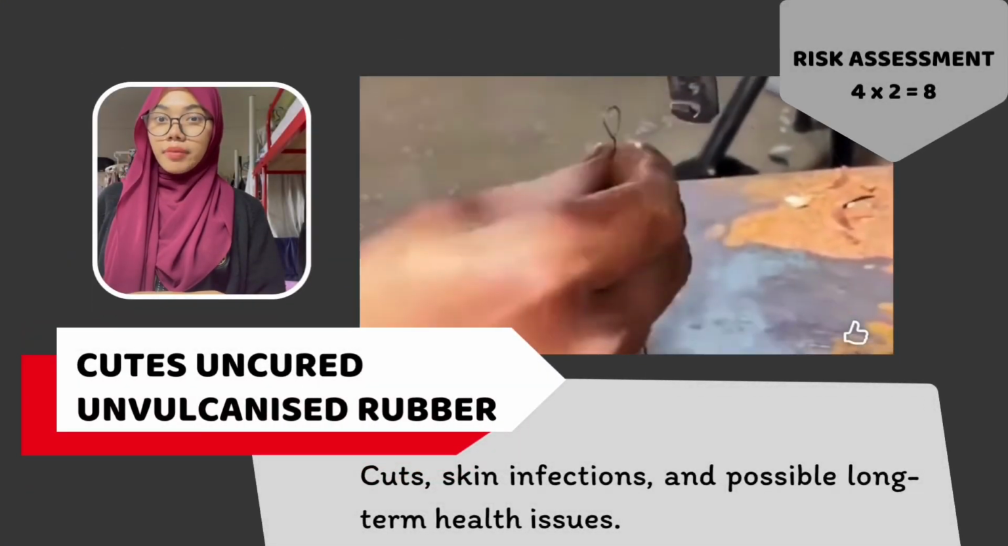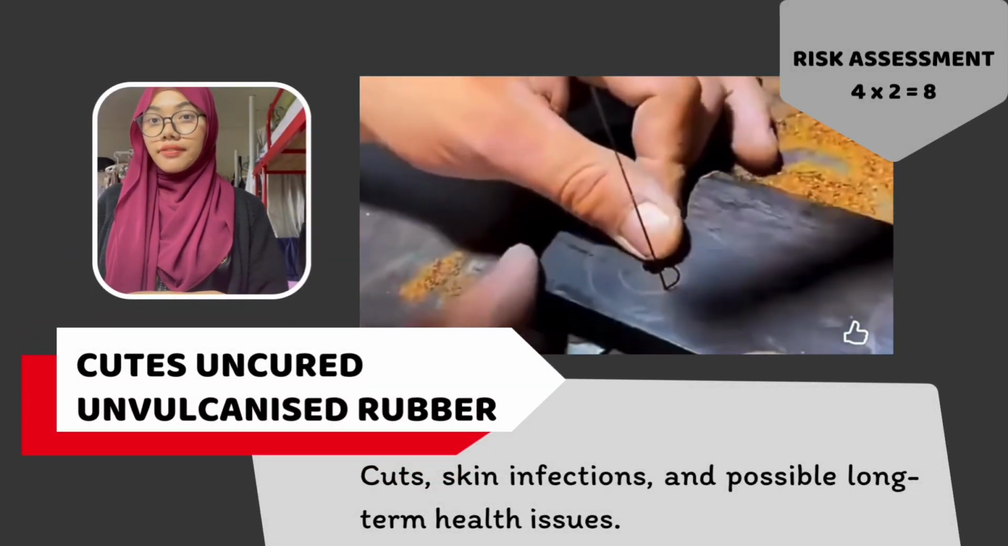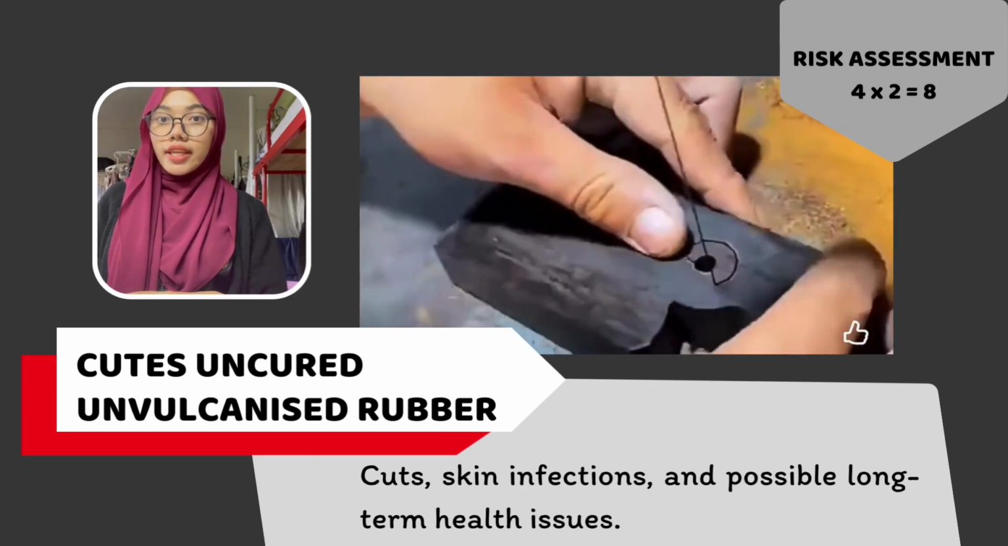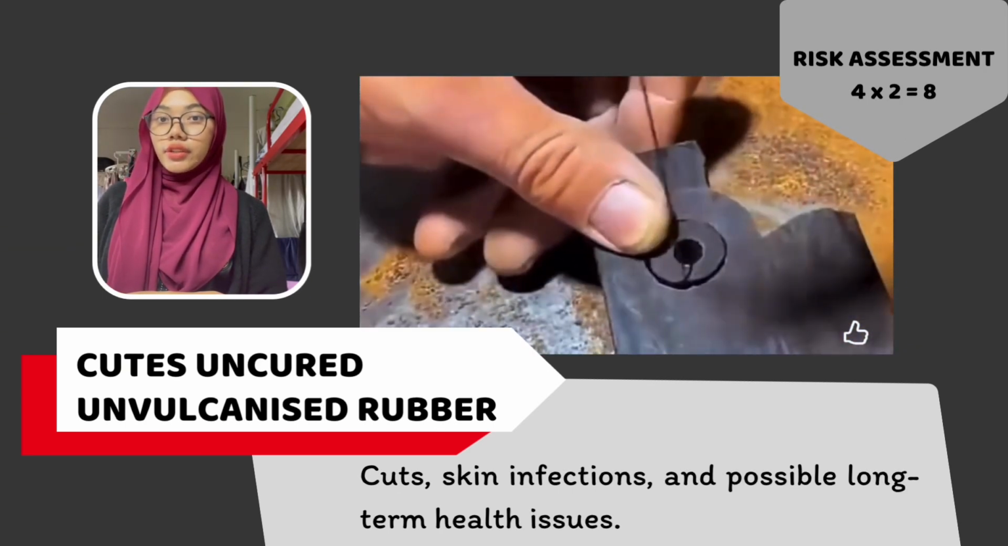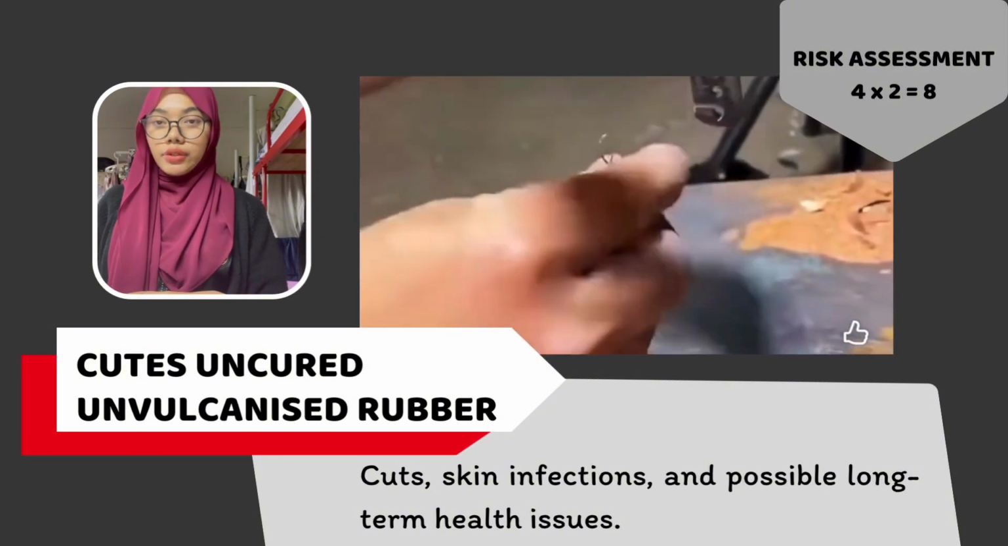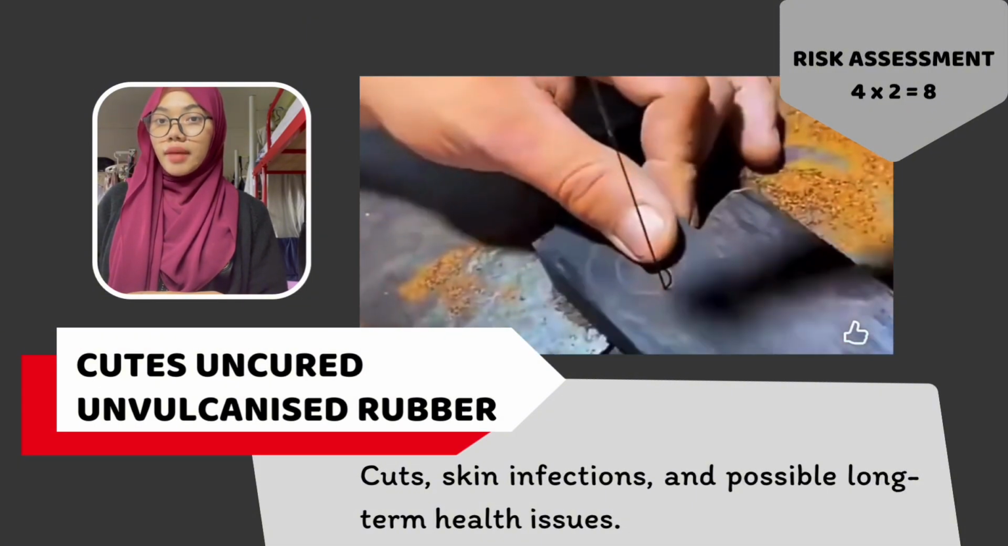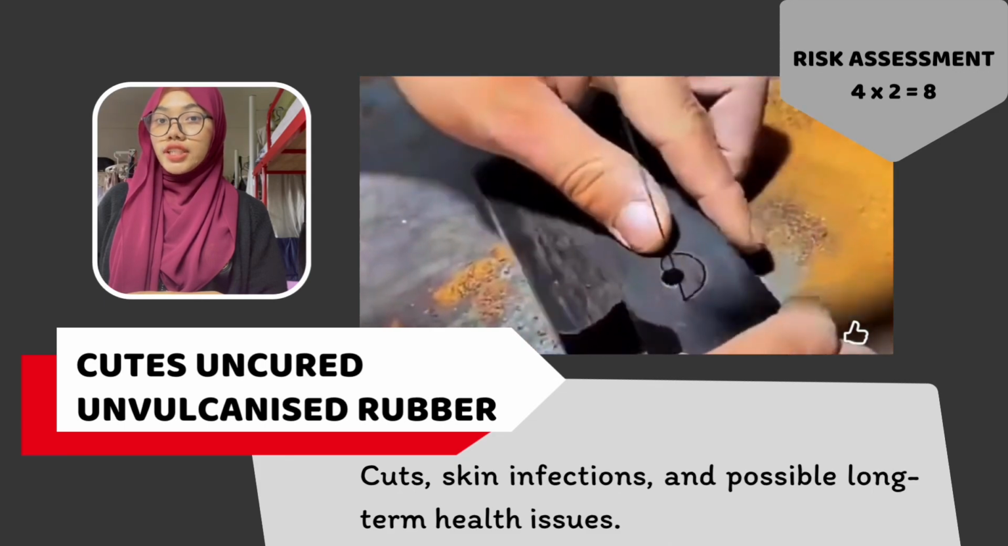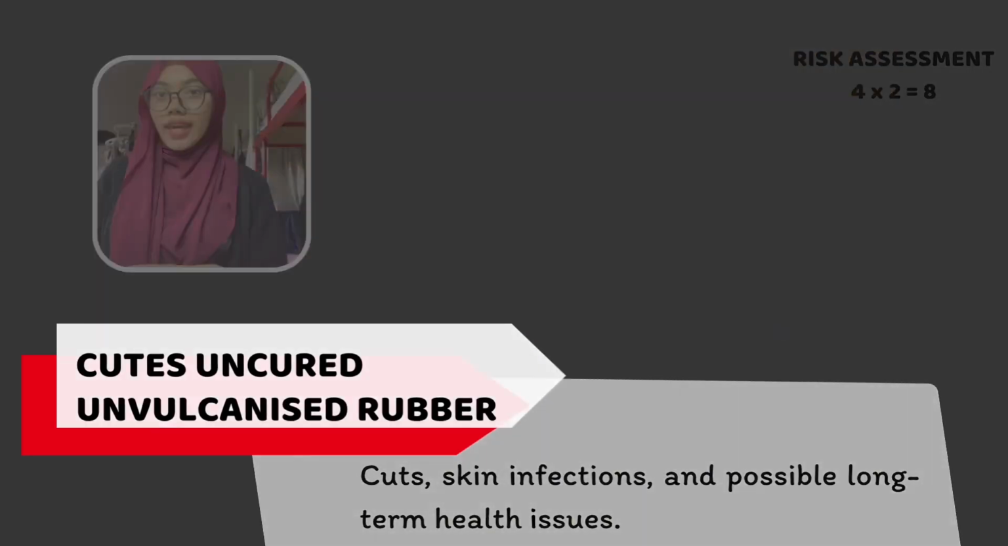Fourth is cutting rubber with metal wires. This presents a physical hazard due to short metal wires and uncured rubber. The risks include cuts, skin infection, and possible long-term health issues. The likelihood is 4, which is likely to happen, but the severity is 2, which can cause moderate injury, resulting in a medium risk score of 8.